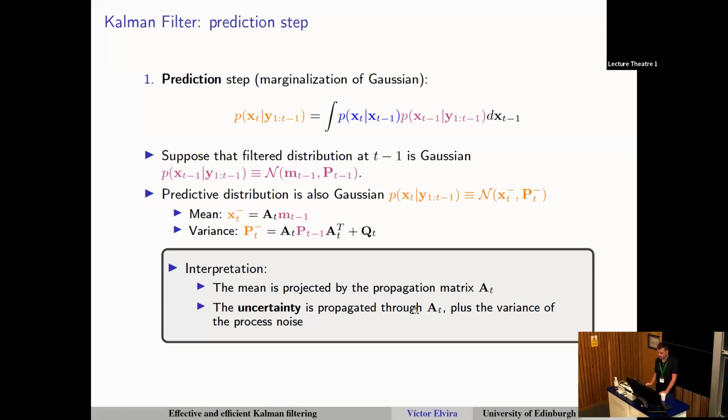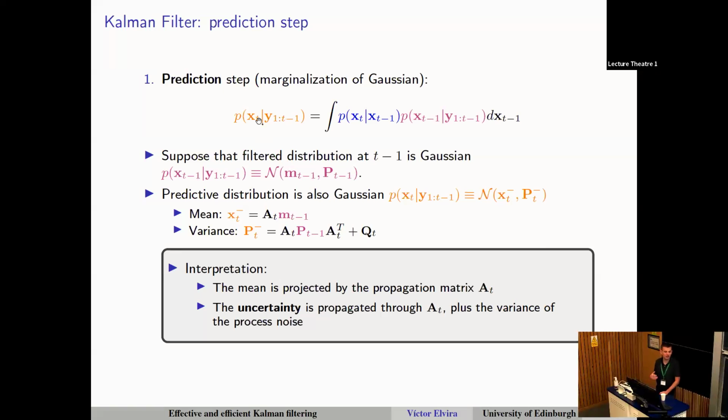There are several interpretations about this: how the mean is projected through the dynamics of the system, through this matrix A_t, and also how the uncertainty can be contracted if the dynamics matrix has certain properties. I will not elaborate on this. But also remember that there is noise in the state. Here you see the inflation of the uncertainty because of this noise. The more noise you have, the more uncertainty you will have in the predictive.